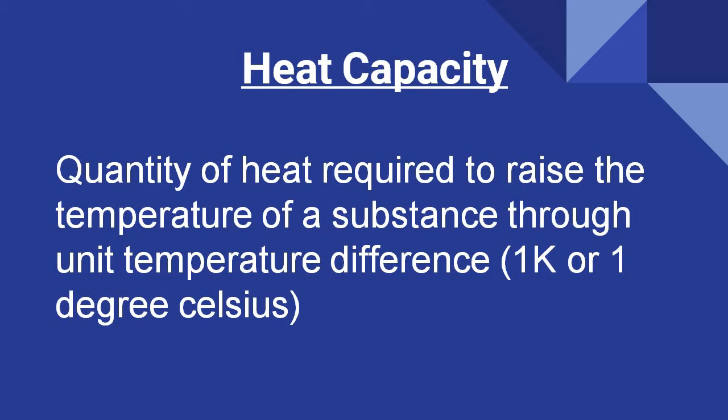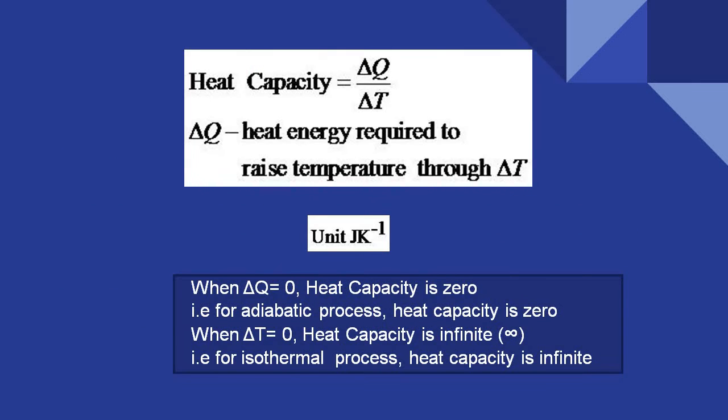That means either through 1 Kelvin or through 1 degree Celsius, because this difference in temperature in degree Celsius and Kelvin are same. Means you can write this heat capacity as delta Q by delta T, where delta Q is the heat energy required to raise the temperature through delta T.